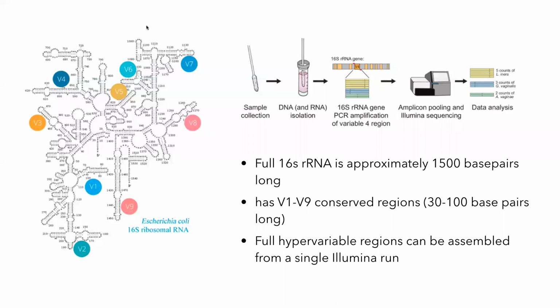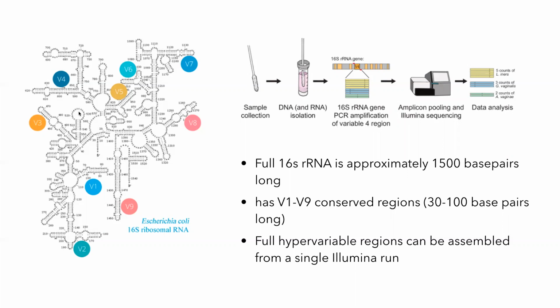As you remember, the 16S ribosomal RNA that looks like this has a lot of information that is shared across all of the bacterial species, so all of the eukaryotes. And it also has some of these hypervariable regions. So the full sequence of the gene that encodes for the 16S ribosomal RNA is approximately 1,500 base pairs long, but the conserved regions are fairly small. So they're between 30 and 100 base pairs long.